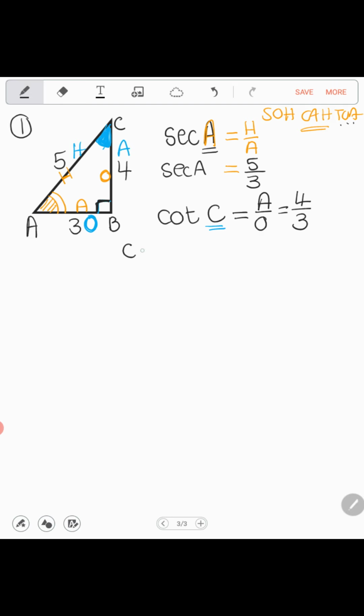Let's try one more. Let's try the cosec of C. Okay, again, C is a blue angle, so I'm looking at the blue O, A, and H. Cosec goes with sine. So sine is opposite over hypotenuse, which means that cosec has to be hypotenuse over opposite. Looking at the blue ones, 5 over 3 again. All right, we can also use this in our special angle triangles.